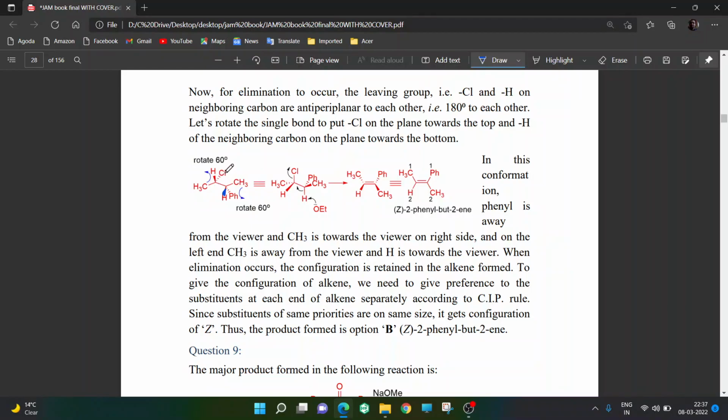So let me put Cl on the plane. So I am rotating it 60 degrees. Not 60, sorry, it should be 120 degrees. Yeah, it should be 60 degrees, half of it. I am rotating 60 degrees so that Cl comes in the plane. It is coming outside the board, right? Outside your screen it's coming, so that Cl comes on the top. So hydrogen goes down, but it's toward the viewer. CH3 goes behind the viewer, away from the screen, behind the screen. Okay, so you get this. Just 60 degrees you are rotating.